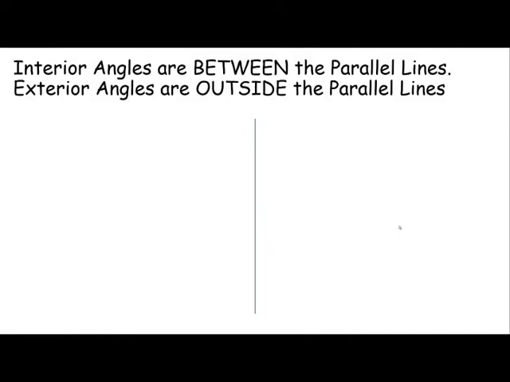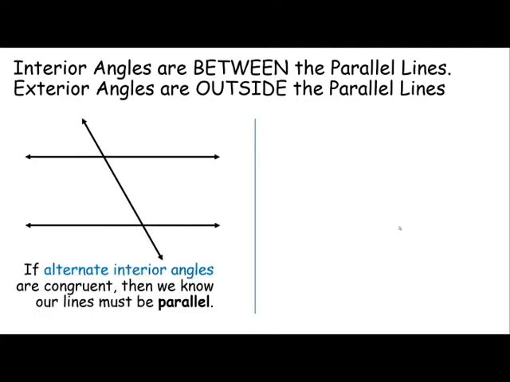Interior angles are those angles that are between the parallel lines, and exterior angles are those angles that are outside the parallel lines. So if I were to give you alternate interior angles, I would be describing angles that look like this. Notice the interior angles are between the parallel lines, and they're called alternate interior because they're on different sides of the transversal. Alternate interior angles, you'll notice obtuse, obtuse. If the lines are parallel, we know these are going to be congruent.